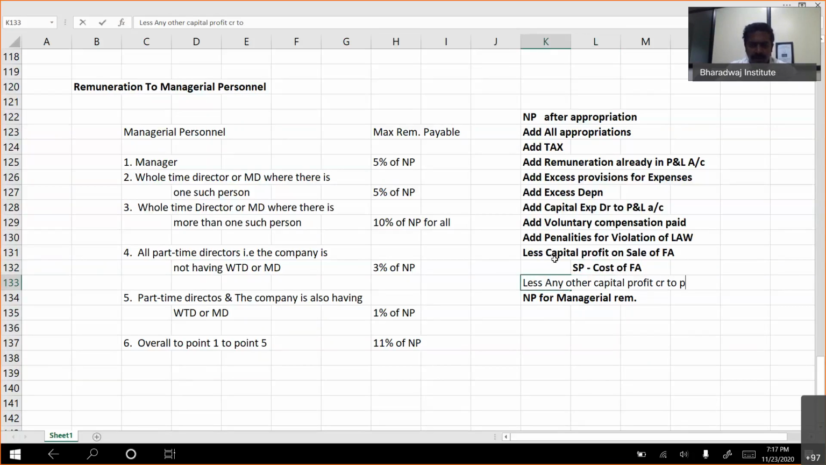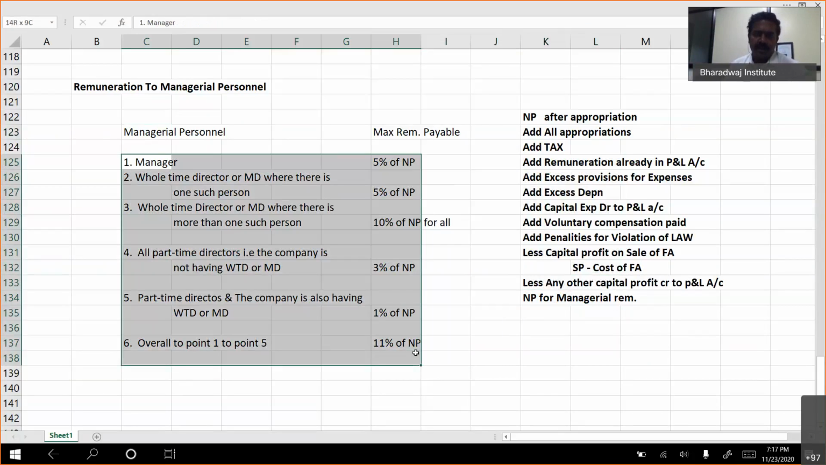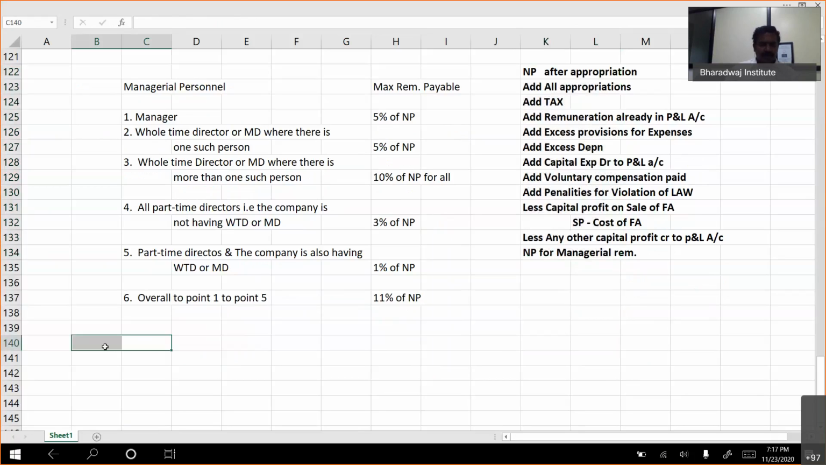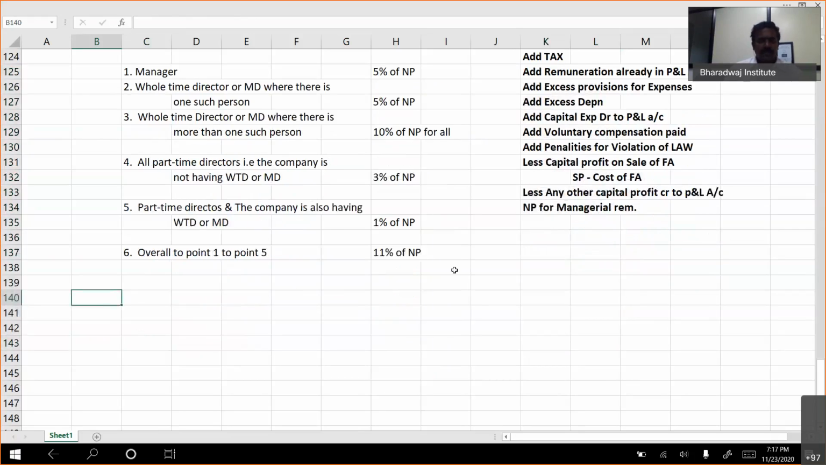So I'd like to do two problems based on this. Once again, depending upon the managerial personnel, you pay the remuneration. The profit should be reworked, and based on that, you have to pay the remuneration. Sir, how can an examination problem be tested? Okay. This is a simple problem. Then I will go for a complicated one. First, simple problem.